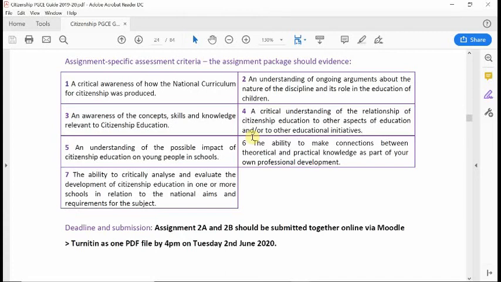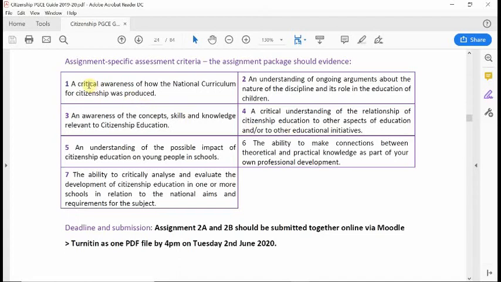However, if you just write about citizenship education, make very tenuous, limited links to fundamental British values, or you spend your entire essay writing about fundamental British values and then trying to connect it to citizenship education after, that's where you're missing a trick, basically, and you're starting to reduce your marks because you're not answering this criteria here.